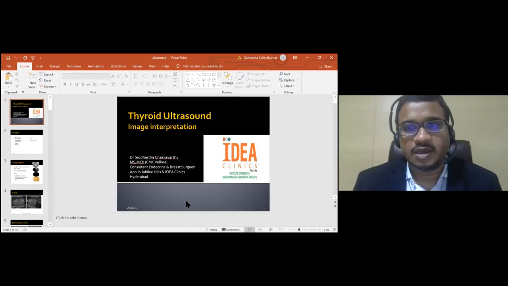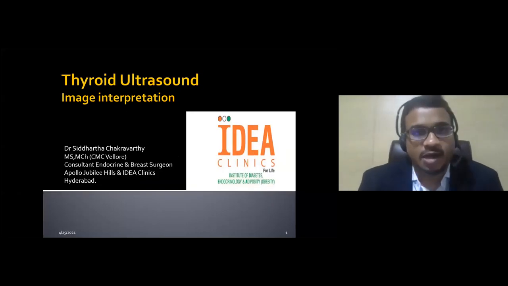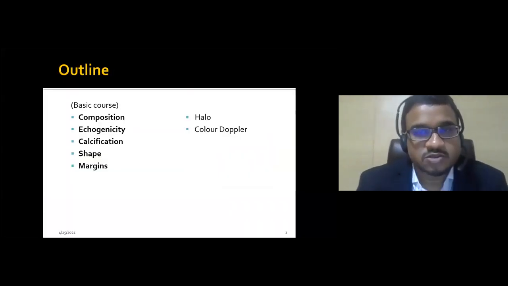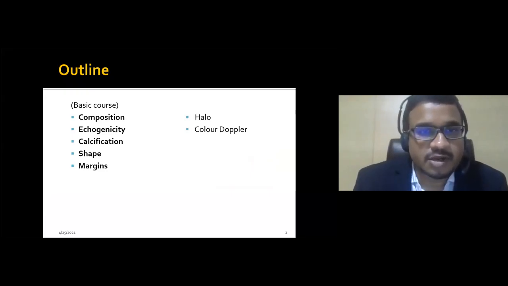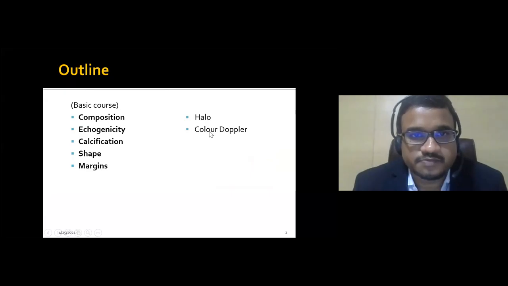Welcome everyone again. My talk is mostly images. I'll be running you across the images and how to interpret these ultrasound images. This is a basic course, and these are the important features of the thyroid gland: the composition, echogenicity, calcification, shape, and the margins. These are the most important, and the other less important ones are the halo and the color Doppler.